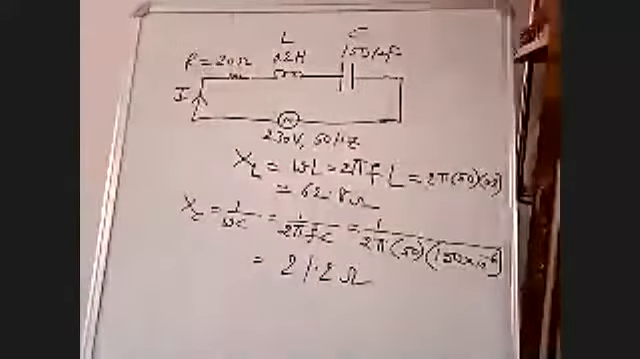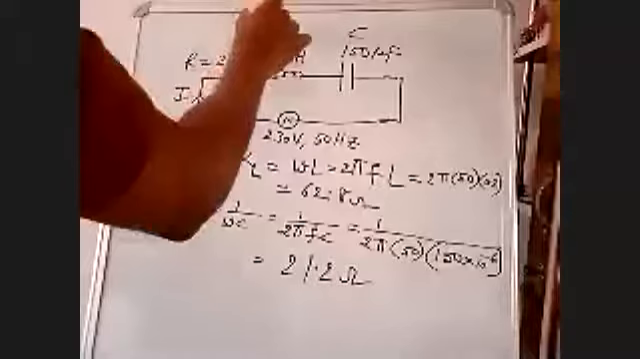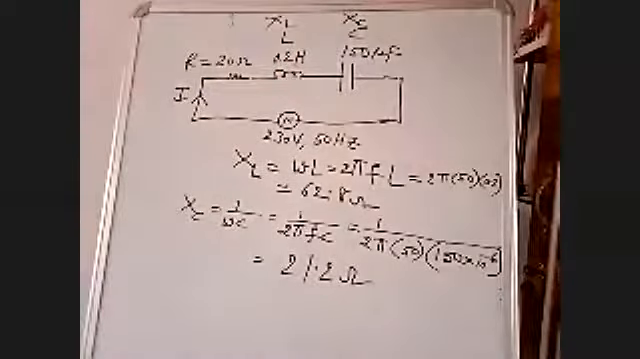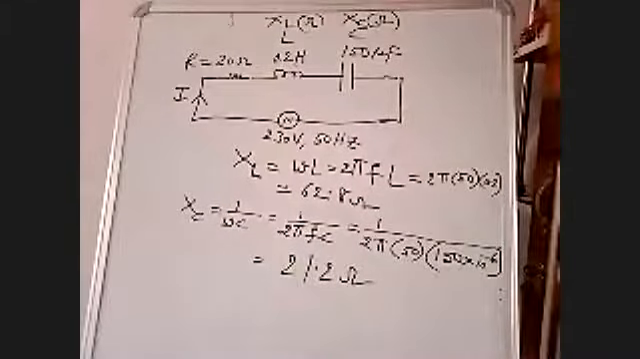If you want to convert the L value into ohms, you have to determine XL. Similarly, if you want to convert the C value into ohms, the XC unit is ohms. XL unit is ohm, XC unit is ohms. And the formulas for reactance: XL and XC are the reactances. XL is the inductive reactance. XC is the capacitive reactance.